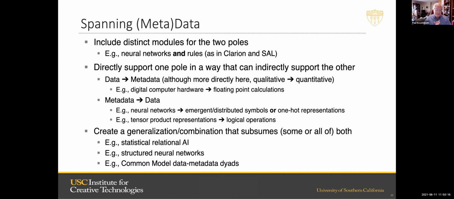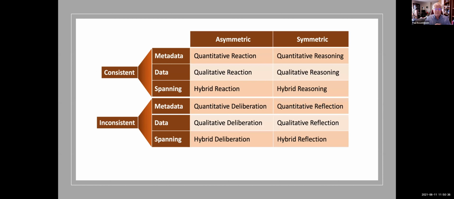But there's a third path here, at least, which is you come up with a finer grained generalization or combination that subsumes both. So statistical relational AI does that with symbols and probabilities. Structured neural networks try to get relations as well as activations, and the common model in its metadata dyads does a form of this as well.